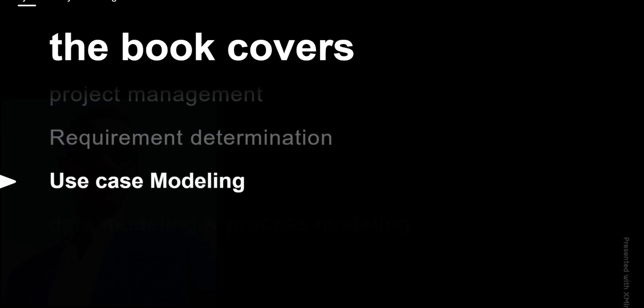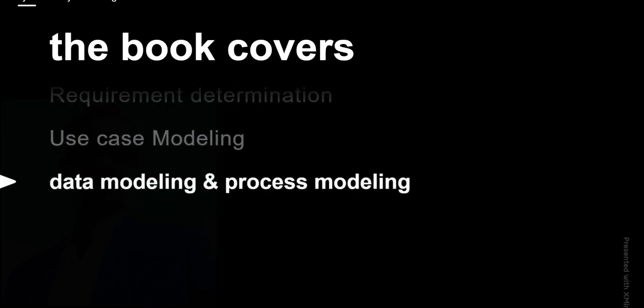The fifth topic is data modeling and process modeling also. Data modeling involves designing the structure and relationships of data within systems, while process modeling focuses on representing the flow of data and activities. This chapter introduces techniques like entity relationship diagrams and data flow diagrams for effective modeling.